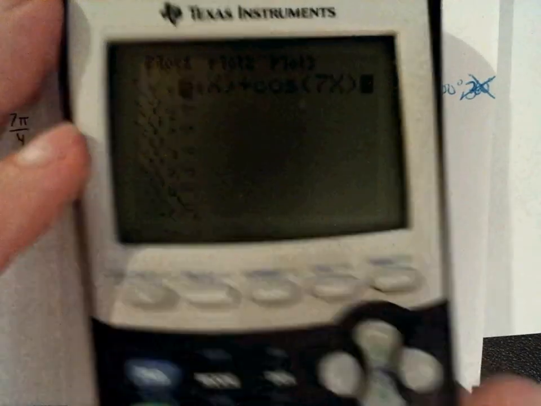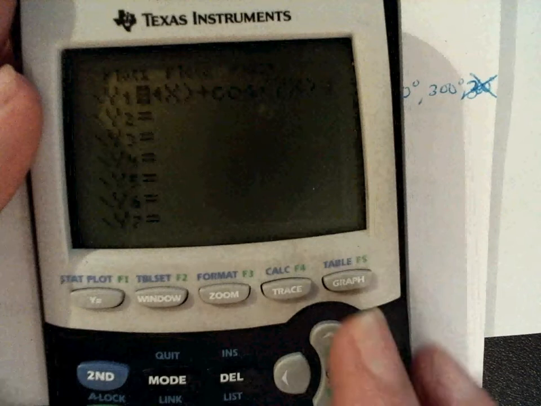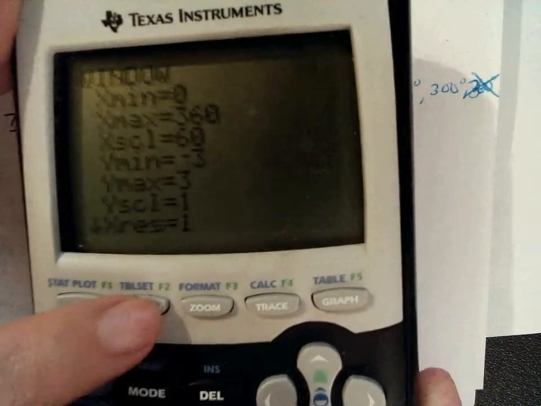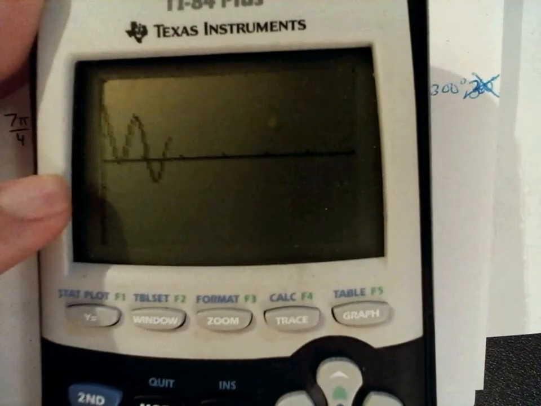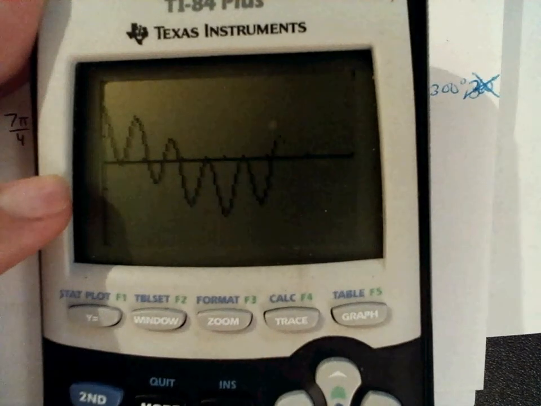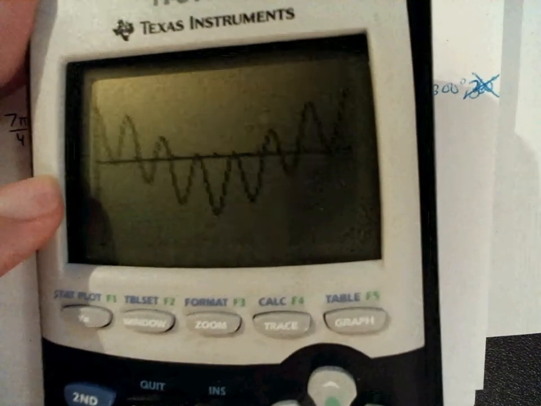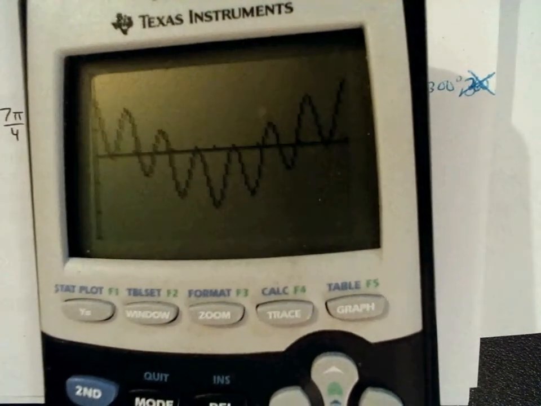Cosine of x plus cosine of 7x. Let me make sure. Okay, cosine of x plus cosine of 7x. I'm still graphing on the window from 0 to 360, negative 3 to 3 on the y, so I'm going to press graph. And, okay. Interesting. There's a lot of answers here.